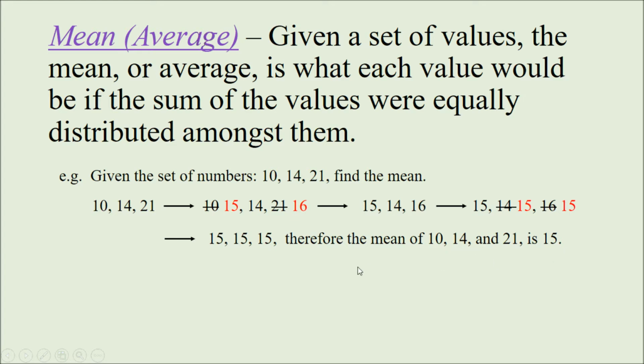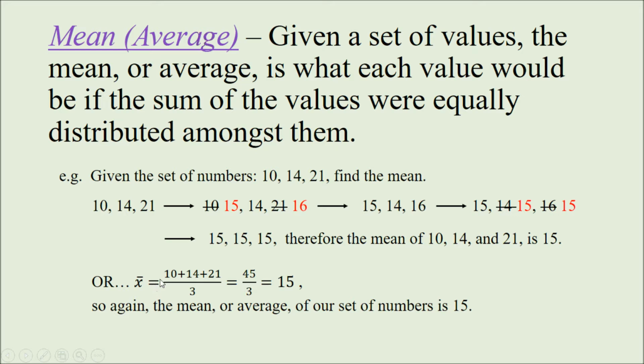Now that's not how most people find the mean. Most people find the mean, which is written, by the way, as x bar. They find the mean by adding up the values and dividing by the number of values. So in this case, if we add 10, 14, and 21, we get 45. We divide by 3, the number of values, and we get 15. Division naturally equally distributes the values. So again, the mean or the average of our set of numbers is 15.